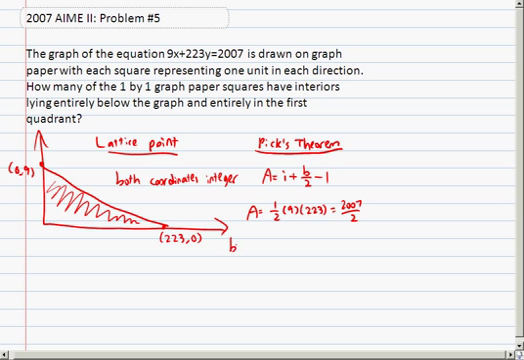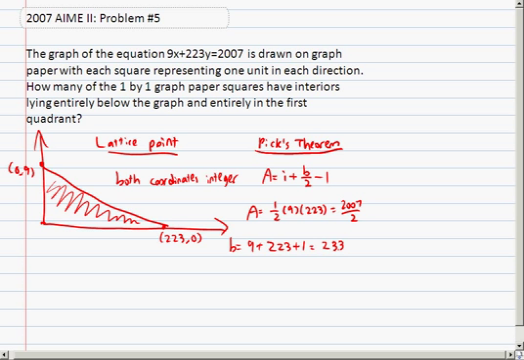And there are 9 boundary points on the y-axis from (0, 1) to (0, 9), 223 boundary points on the x-axis from (1, 0) to (223, 0), and one more boundary point, which is the origin. And there are no boundary points on the hypotenuse because 9 and 223 are relatively prime. So that gives us a total of 233 boundary points.